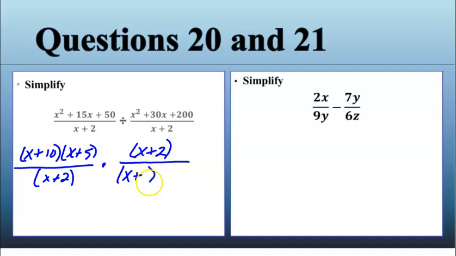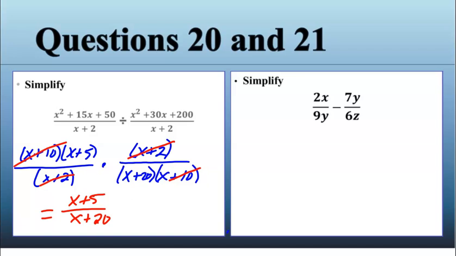And on the bottom, this is going to be x plus a number times x plus a number, and I have to think, what do I multiply to get 200 but add together to give me 30? So this should be 20 and 10, because 20 times 10 is 200. 20 plus 10 gives you 30. Now the x plus 2's divide out. I have an x plus 10 here and x plus 10. That leaves me with an answer of x plus 5 divided by x plus 20.